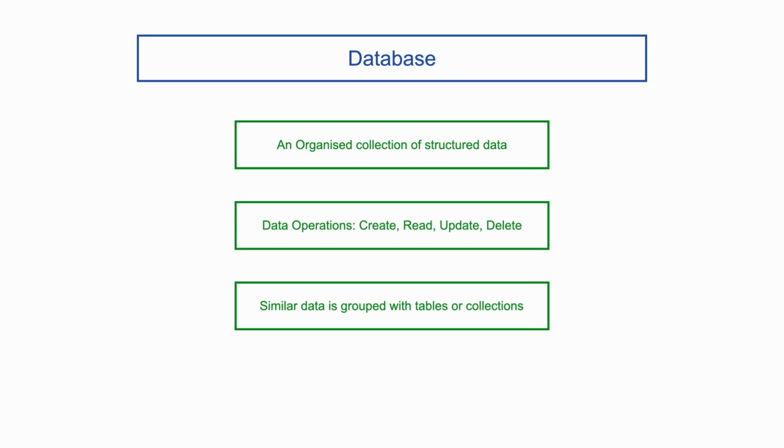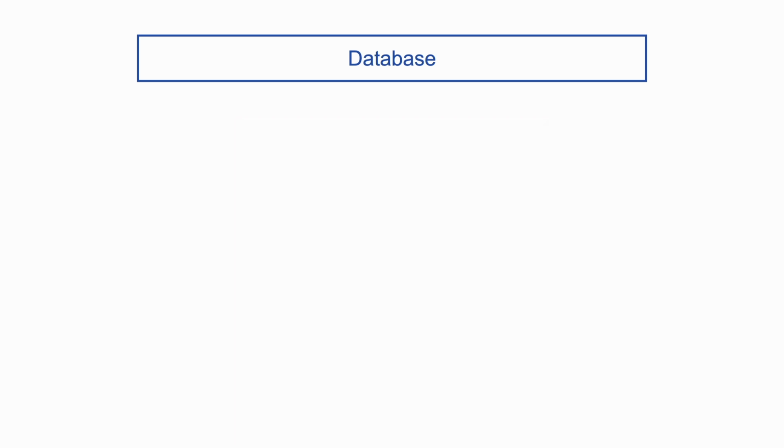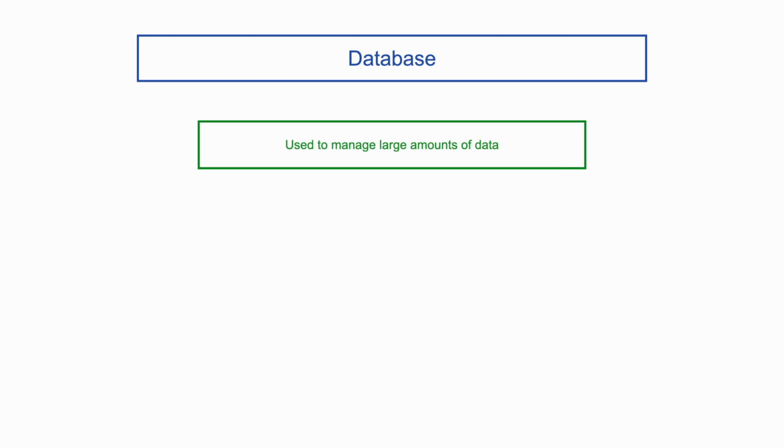For example, a social media platform may have different tables or collections, namely users, chats, posts, messages, comments, and so on. Databases are used to manage large amounts of data, which would otherwise be very hard and inefficient to manage.